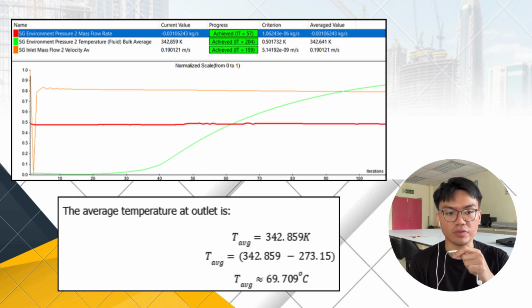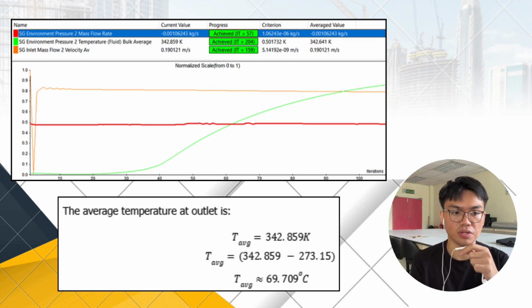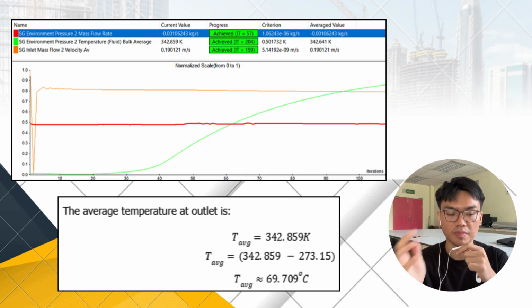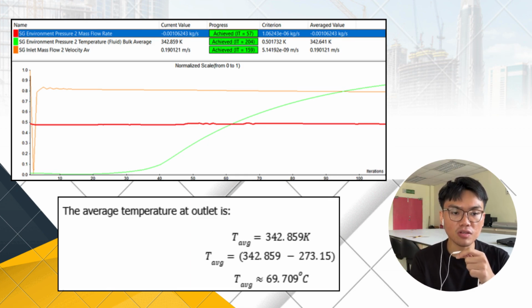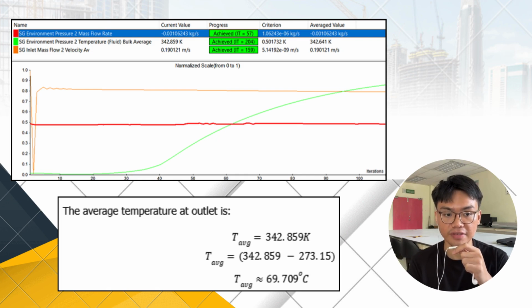The outlet mass flow rate is approximately 0.0010623 kilograms per second, which is close to our theoretical result of 0.00107 kilograms per second, meaning the impeller centrifugal fan speed of 120 rotations per minute is suitable. In the simulation, the output bulk average fluid temperature is 342.859 kelvins, which is approximately 69.709 Celsius.